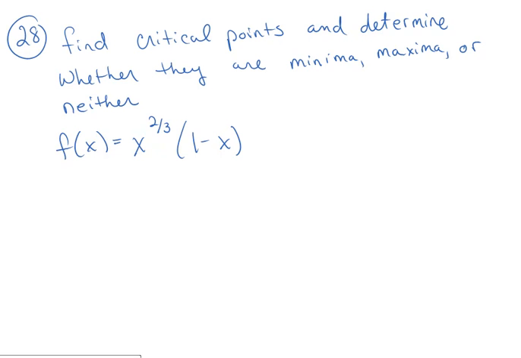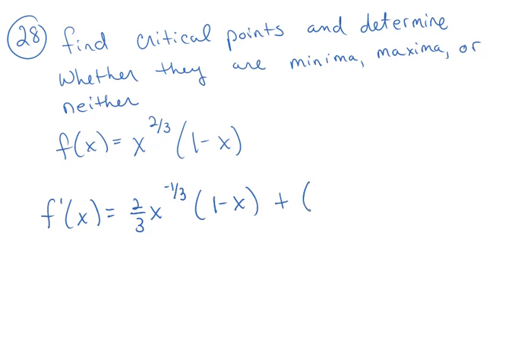Okay, on number 28, you're asked to find the critical points and determine whether they are minimum, maximum, or neither. To find the critical points, the first thing you'll need to do is take the first derivative, and we'll have to use the product rule here. The derivative of x to the 2/3 is 2/3 x to the 2/3 minus 1, which is negative 1/3, times the second, which is 1 minus x, plus the derivative of the second, which is negative 1, times the first, which is just x to the 2/3.